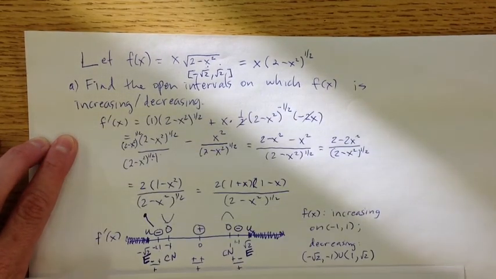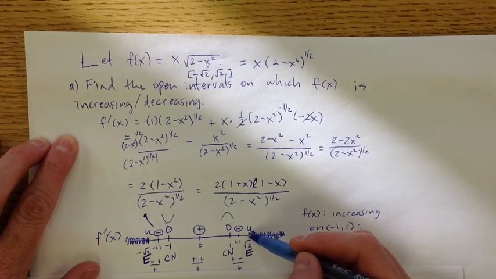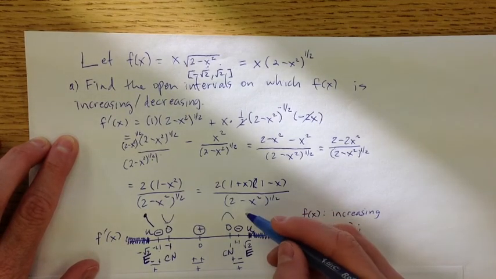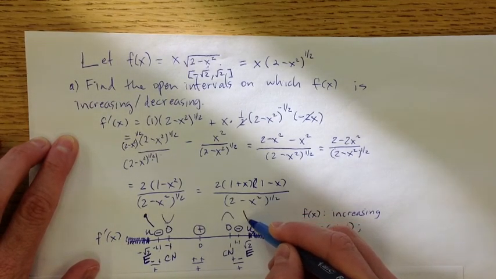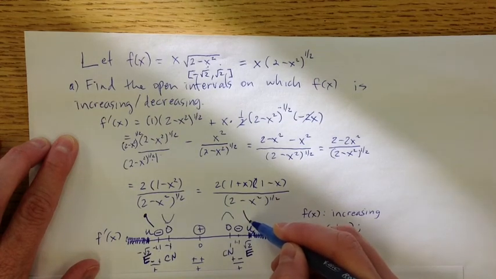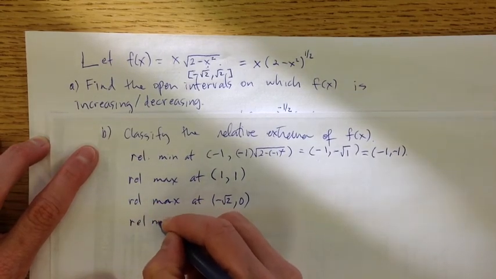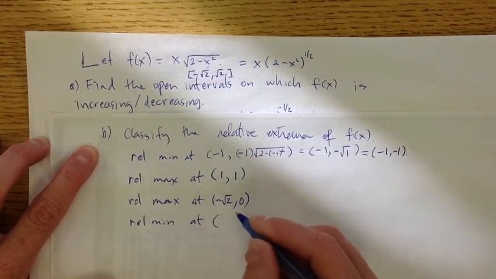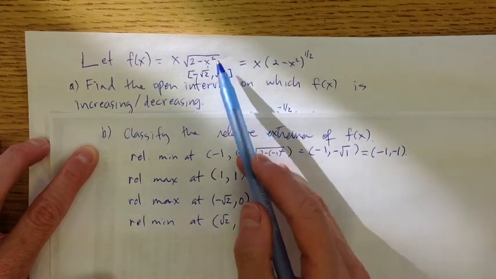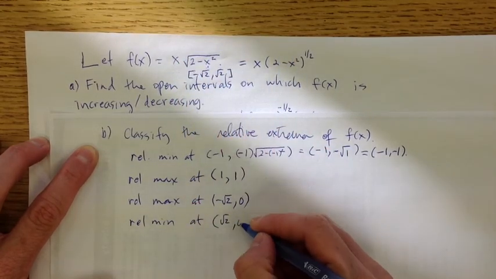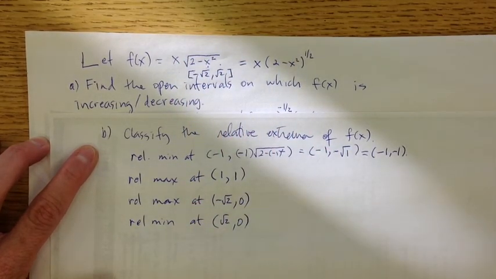And then finally, at this endpoint of root 2, the function falls till it hits x equals root 2. So that's going to be the lowest of all the values nearby. So we have a relative minimum there at root 2, and again, if we plug root 2 into this function, we get 0 as well. Okay, so those are the relative extrema of f of x.